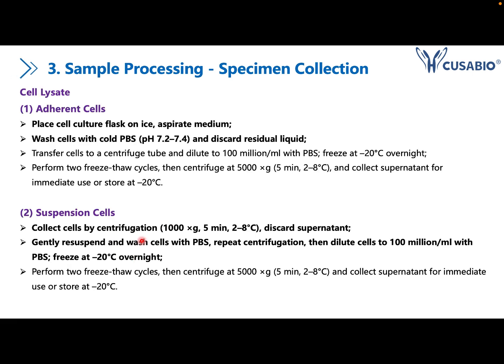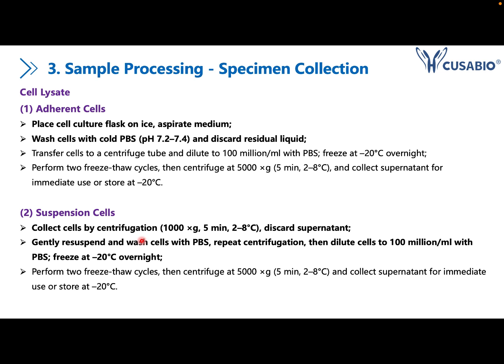And then here is the sample collection for cell lysate. For cell lysate, we know that there are 2 different types of cells, adherent cells and suspension cells. For these 2, the collection can also be different. For adherent cells, we usually need to aspirate the medium, then wash the cells with cold PBS, then centrifuge and collect them. For suspension cells, the first step is to centrifuge first to get the pellet.